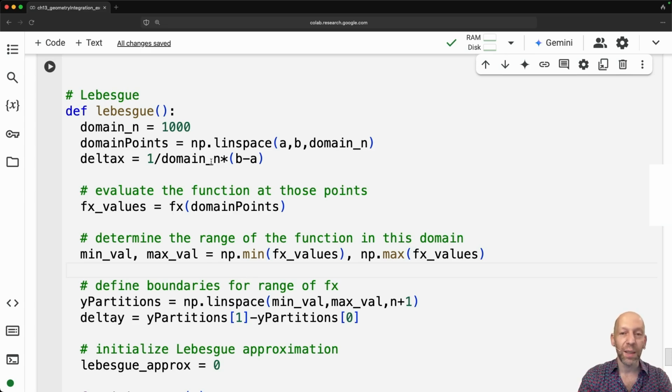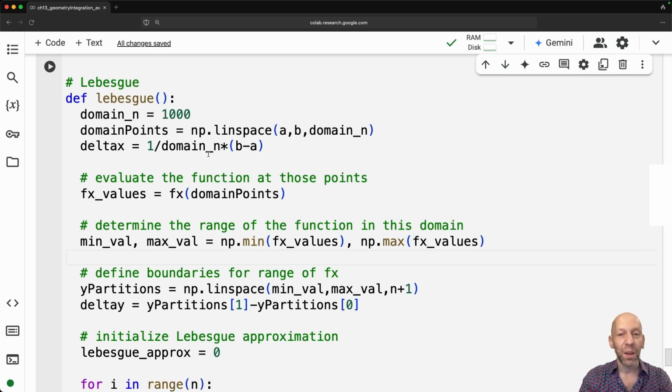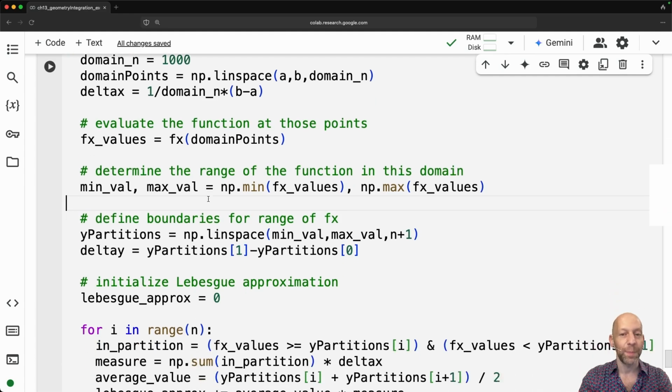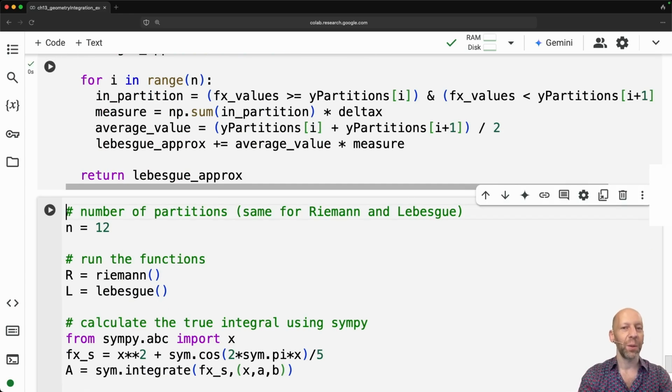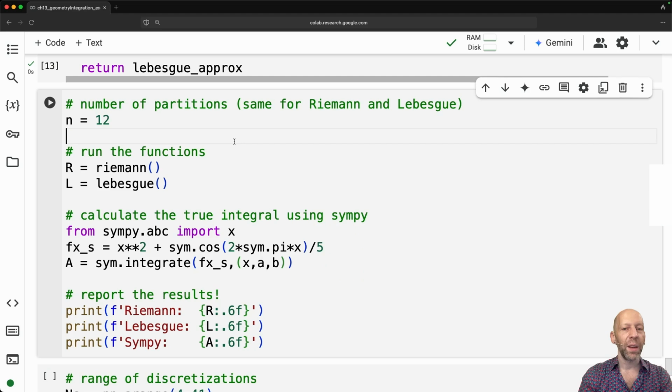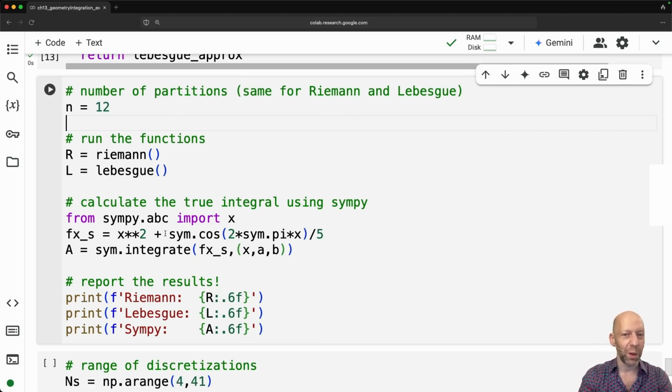We're not visualizing the Lebesgue approximation here; we are only calculating it. All right, so let me run that code to generate those functions. Here I'm doing the one experiment, so I'm not varying n yet. That comes up in a moment. Here I'm just running this calculation for n, and here I'm calling the two functions.